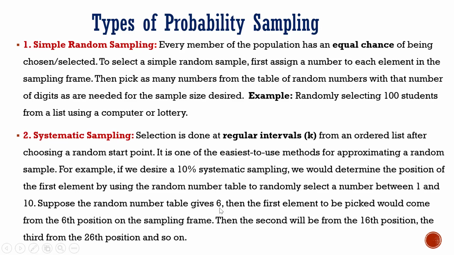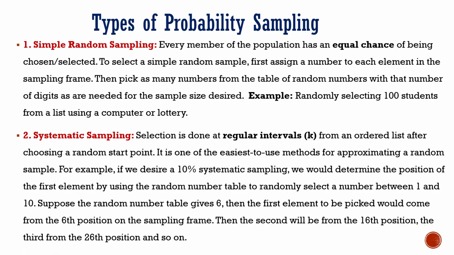Just want to show you how systematic sampling works. Let's suppose the number you selected is 6. This means that the first element to be picked will be from the 6th position in your ordered list. Like we said, systematic sampling involves selection at regular intervals. So we've chosen randomly the number we want to be selecting.